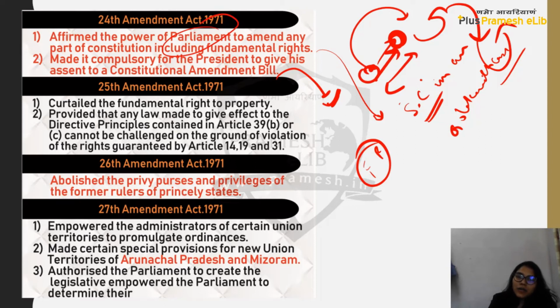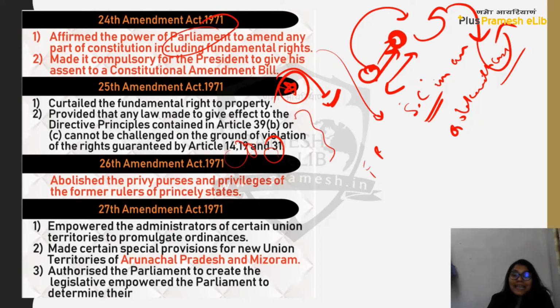After this, another amendment act was passed, the 25th Amendment Act of 1971. What did it do? It curtailed the fundamental right to property. Then it provided that any law made to give effect to the directive principles of Article 39 B and C cannot be challenged in court on the ground that it violates the rights given in Articles 14, 19 and 31.